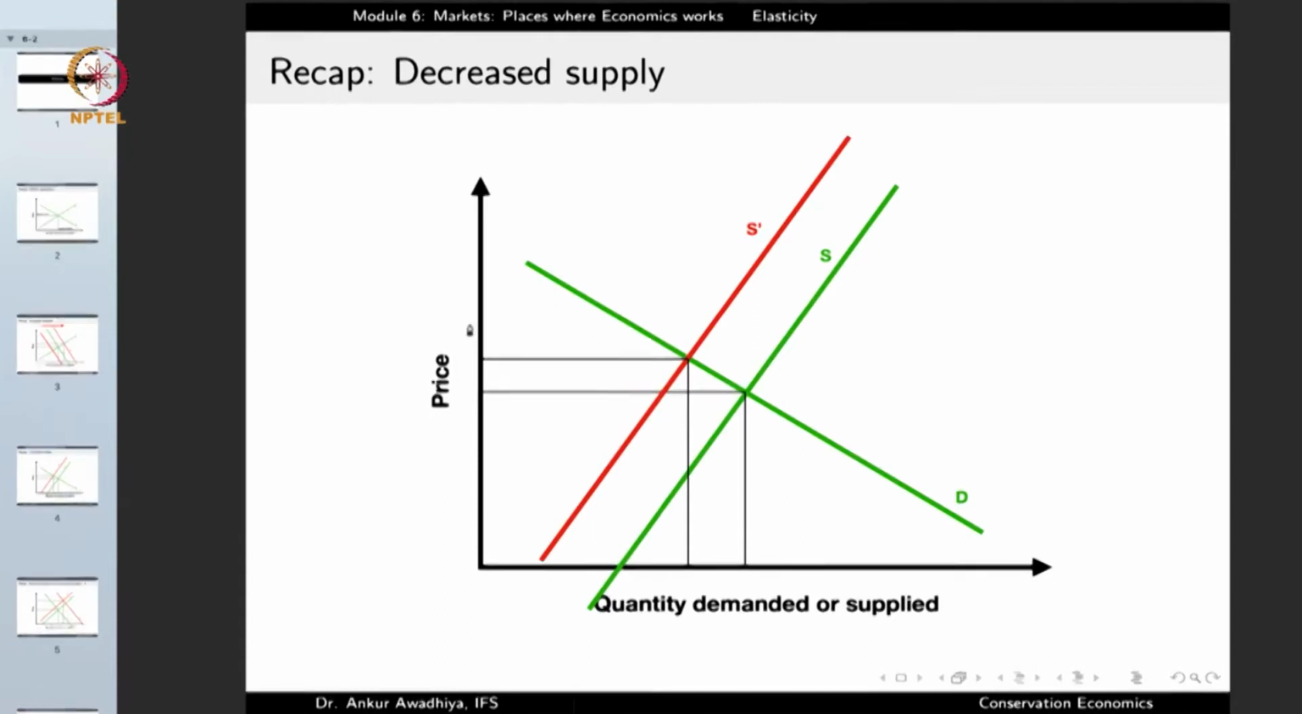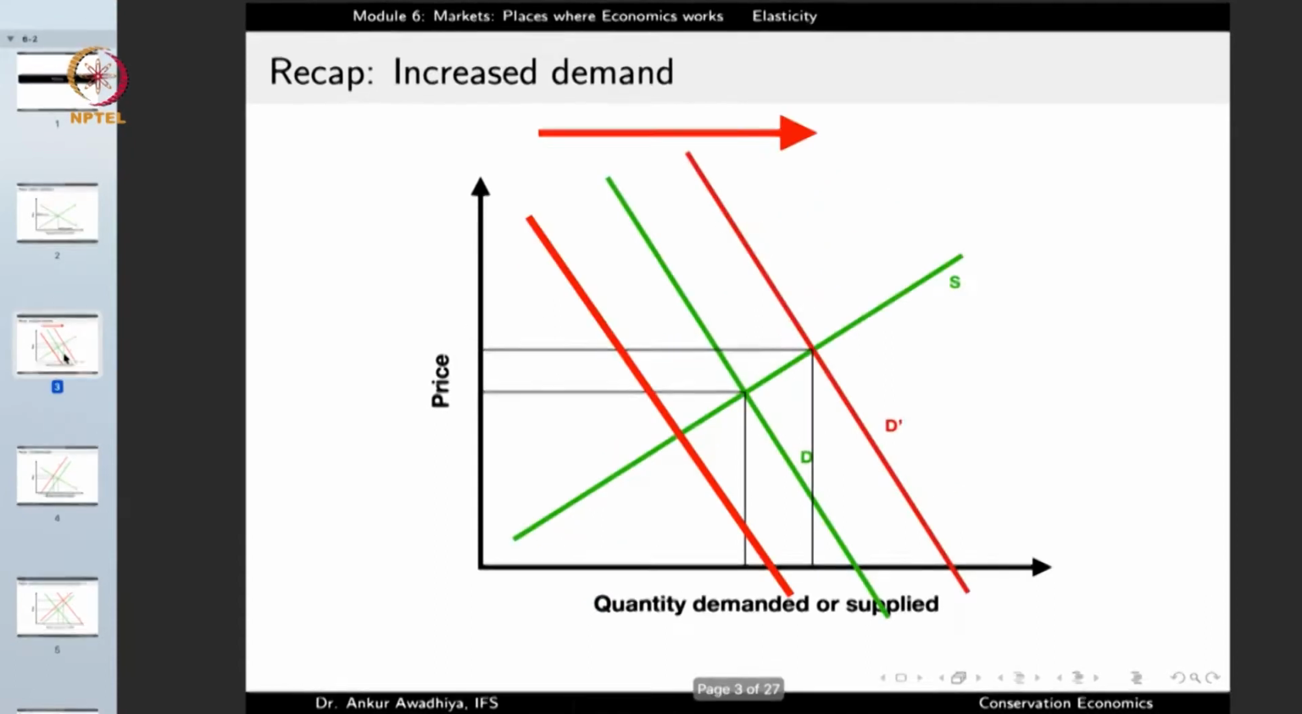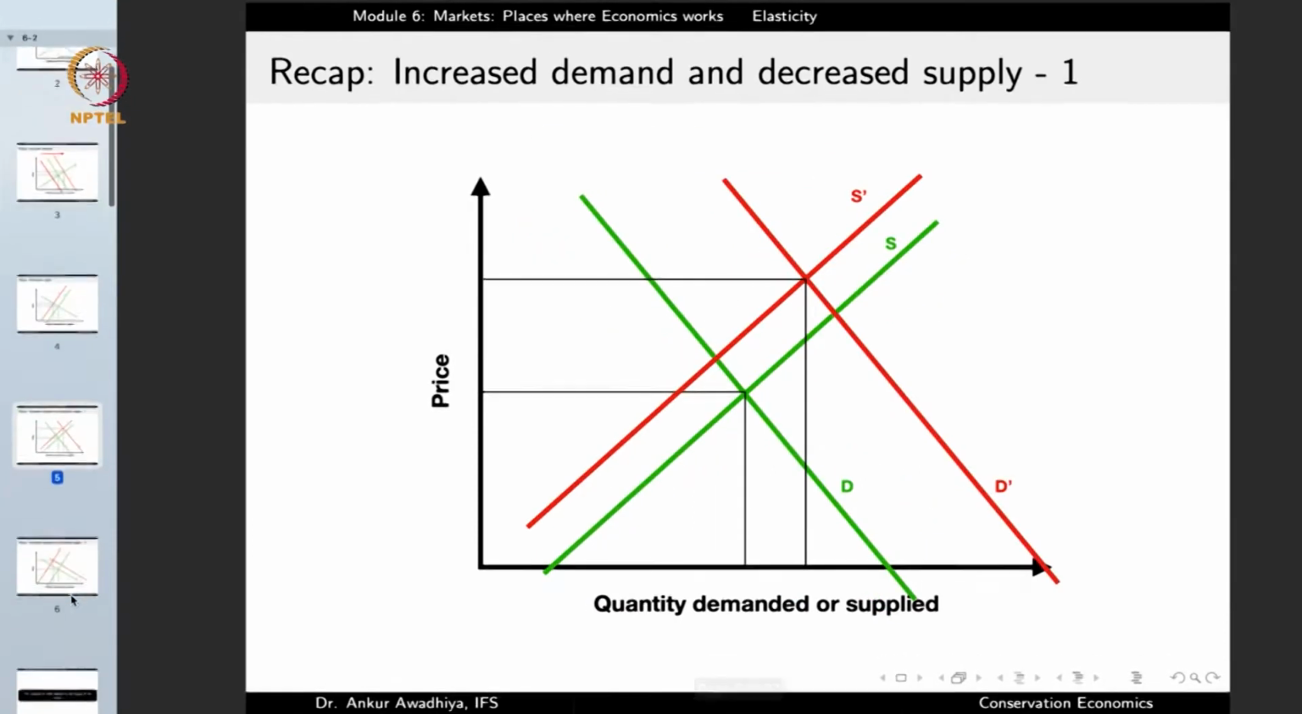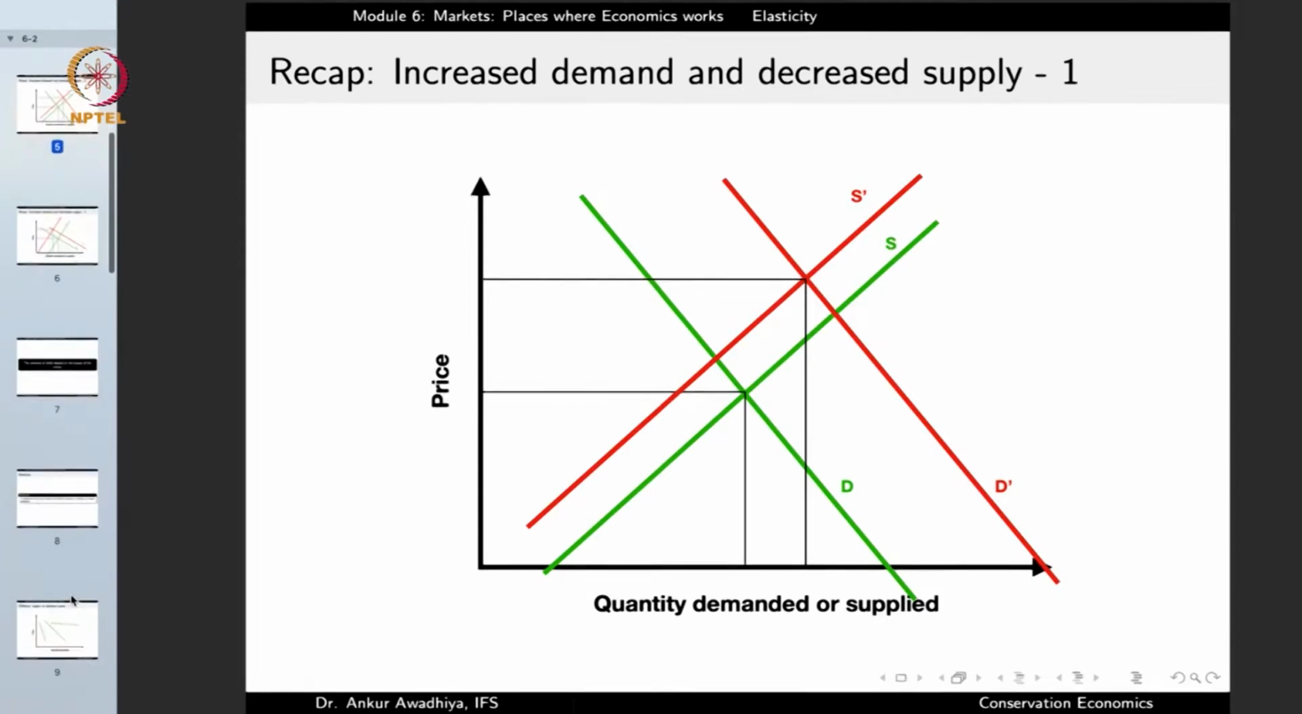Now, when both of these processes happen together, that is, there is an increase in demand and a decrease in supply, then we observed that the price will increase, but the quantity that is demanded or supplied may either increase or decrease. So we saw that if the situation is like this, this is the earlier demand curve, this is the new demand curve, which is showing that there is an increase in the demand.